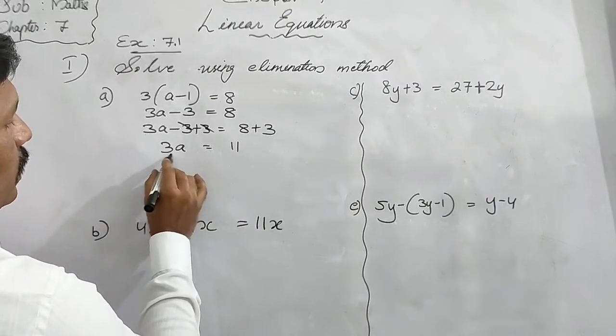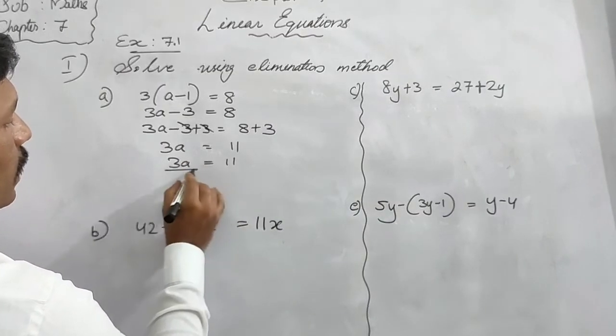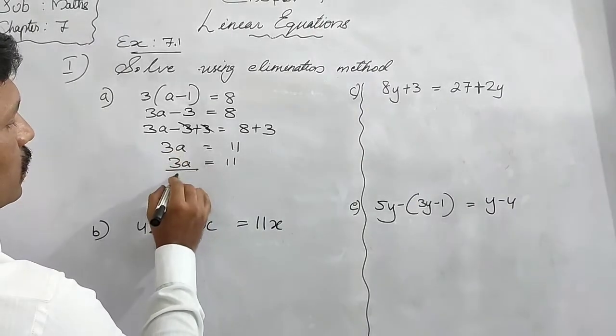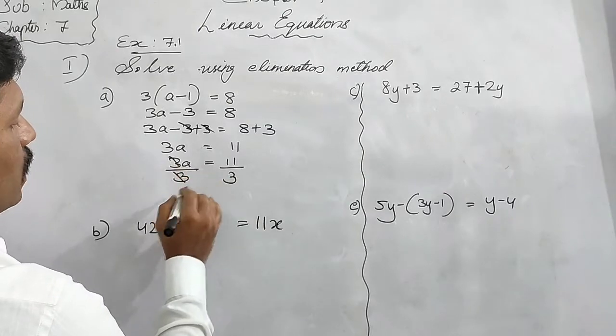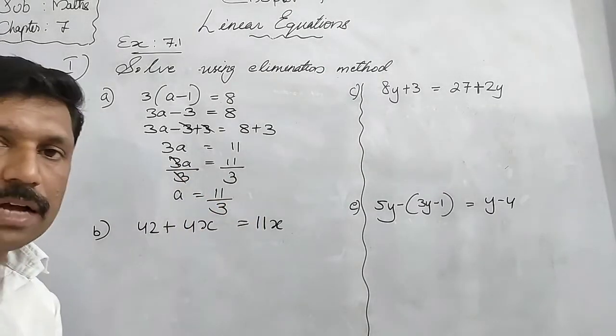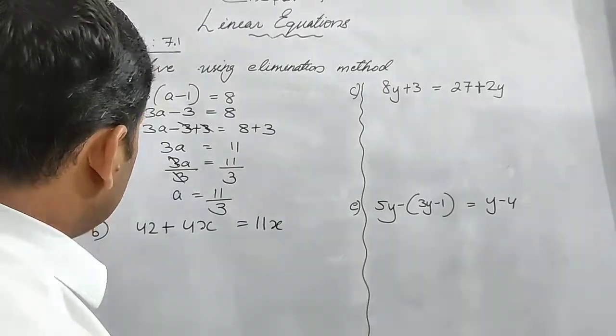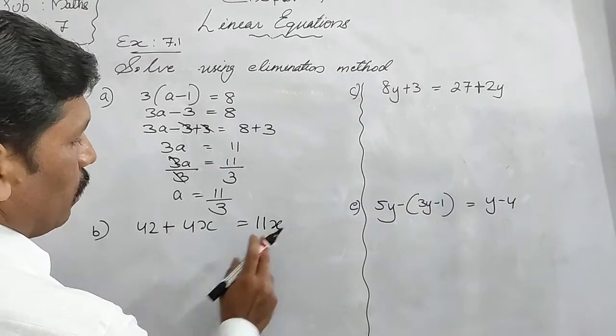Now next, this 3 I want to eliminate. 3a is equal to 11. In order to eliminate 3, here it is multiplication, so I will do division, and then 3 and 3 will be cancelled, therefore a is equal to 11 upon 3. So students, I think that you understood that. Very simple this is. Next, 42 plus 4x is equal to 11x.